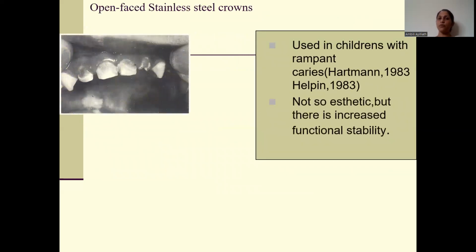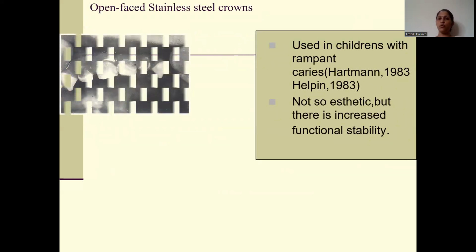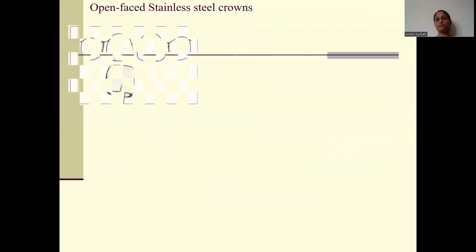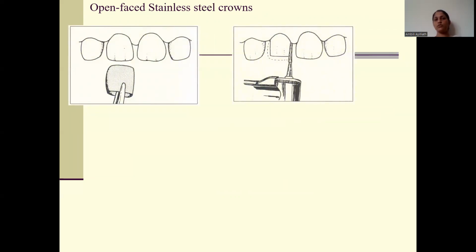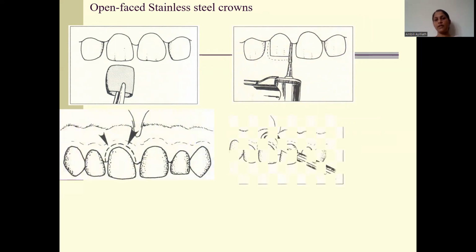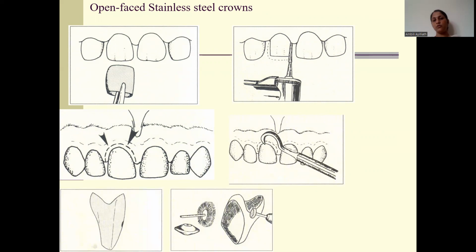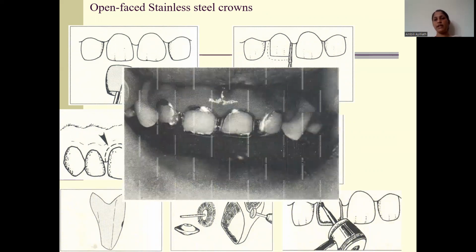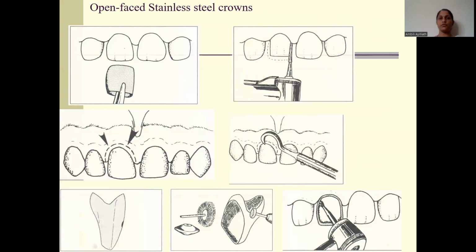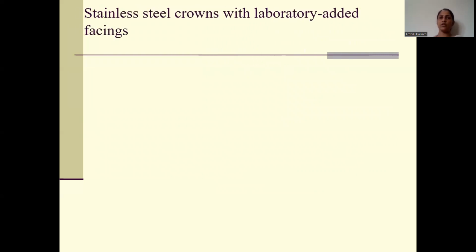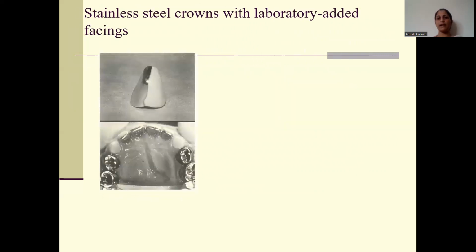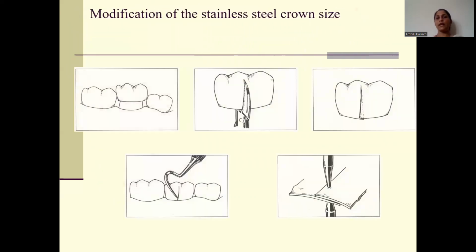Then next is the open face stainless steel crown, which was used before for the anterior tooth. So this is the procedure done where tooth preparation is done. Then we place the crown. Then a window is created on the labial aspect and we go for a restoration with composite. It was done before. Then stainless steel crowns with laboratory facings. These are the modifications. Then another modification based on the stainless steel crown size.